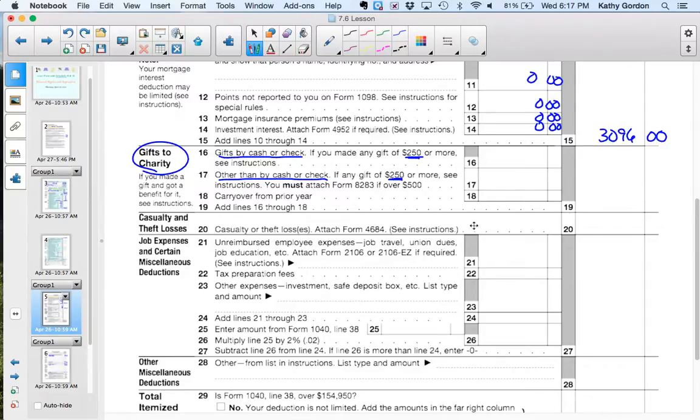So our $987 in cash will go here, and our $450 in the value of old clothes that we gave away will go right there. And then sometimes, because of these limits, you may only be allowed to claim a certain amount. So you may have carryover from a previous year that you can include this year if this year isn't as large of an amount. We have no information about that, so we'll assume zeros. And so now if we add 16 through 18, our line 19 should be $1,437.